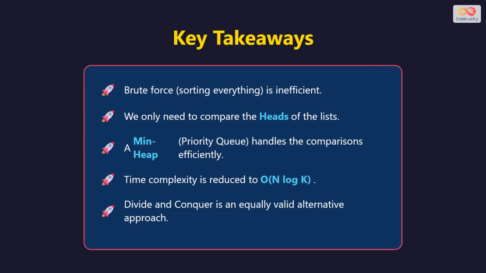To wrap up, remember that merging multiple sorted lists doesn't require resorting everything. By using a min-heap to efficiently track the smallest current nodes, we can stitch the lists together in a single clean pass. It's a perfect example of how choosing the right data structure makes a hard problem easy.